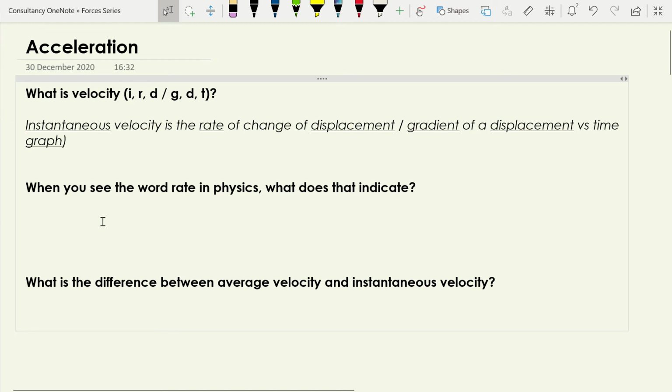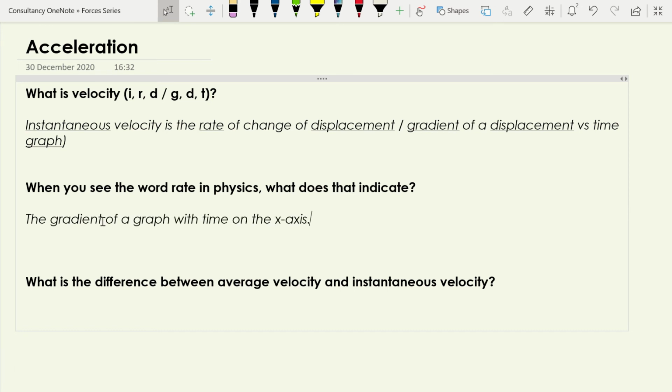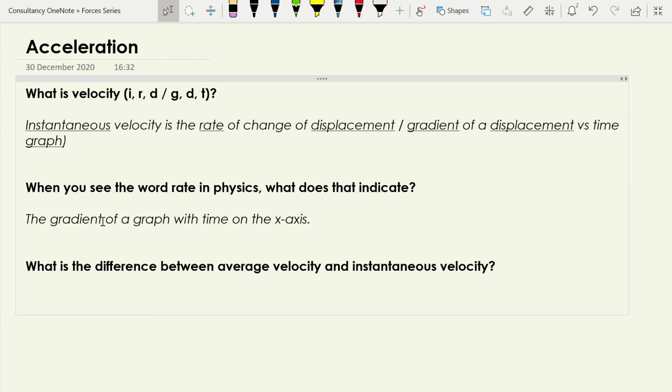When we see the word rate in physics, what does that indicate? What I want you to think about when you see the word rate is the gradient of a graph with time on the x-axis. We're going to come across a few of those. So when we say velocity is the rate of change of displacement, we mean that velocity is the gradient of a displacement versus time graph.